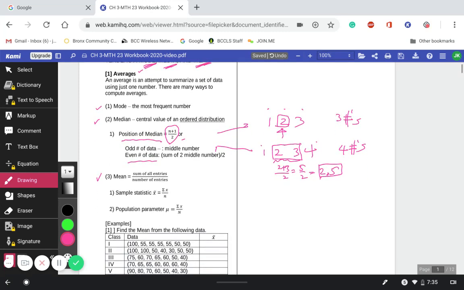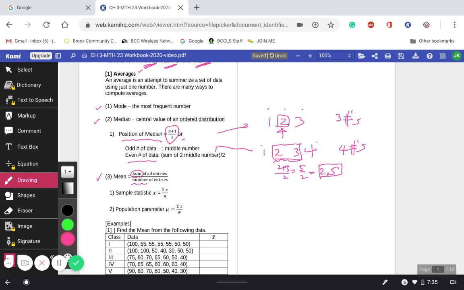Now, the mean value, or mean, is the one that we know as the average. You add all the entries, all the data, so you sum them, and then you divide by the number of data. That's what we used to know as an average. There are two kinds of means. One is the sample mean, and the other one is the population mean.